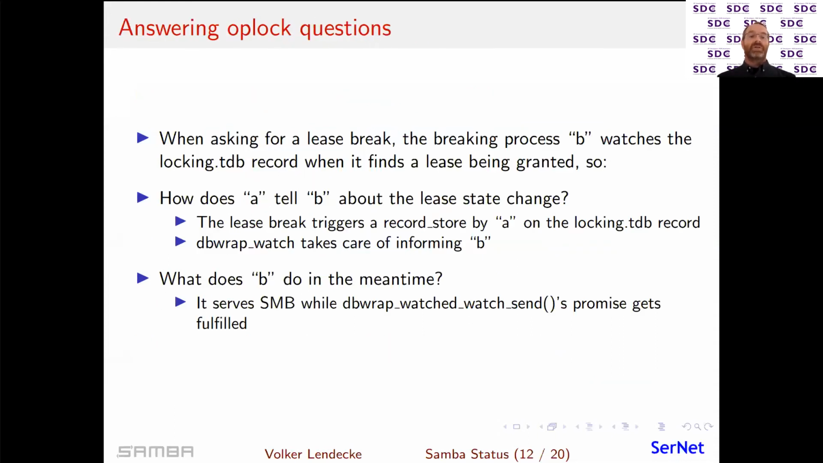Okay, now to answer these oplock questions. So when asking for a lease break, the breaking process B watches the login.tdb record when it finds a lease being granted. So how does A tell B about the lease state change? It just does a dbwrap record store. And because this database is being watched, this store triggers implicit messages to the process waiting for the lease break. So the dbwrap watch code takes care of informing B with a message.